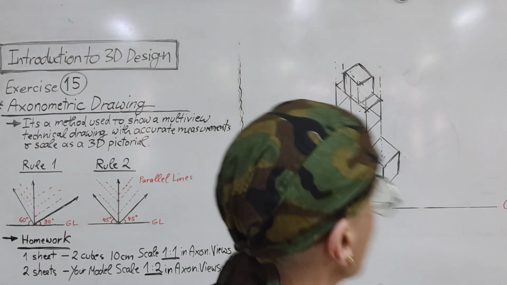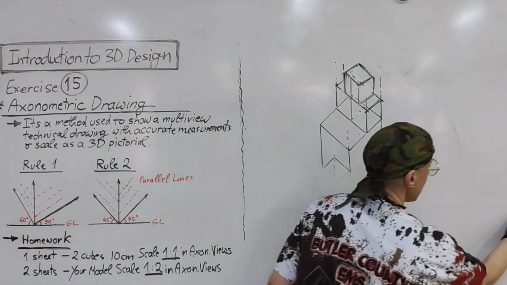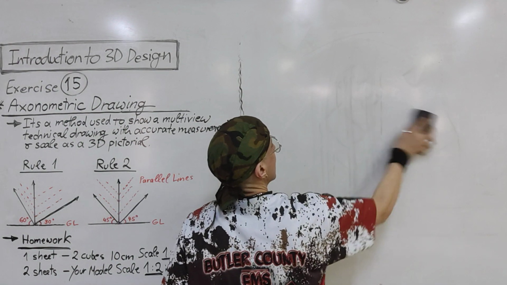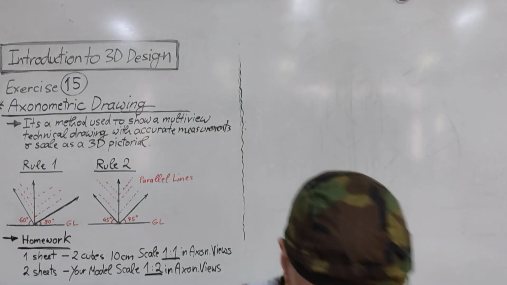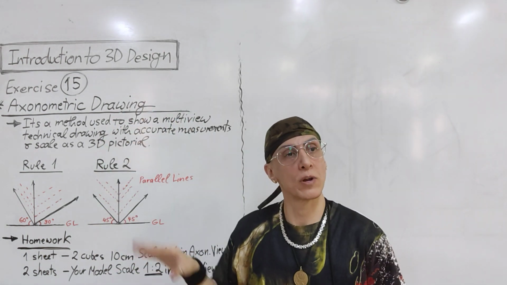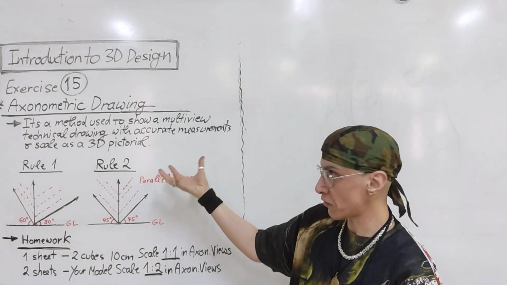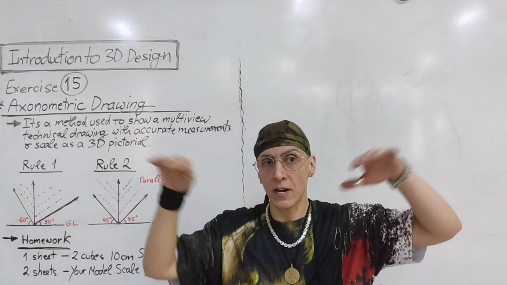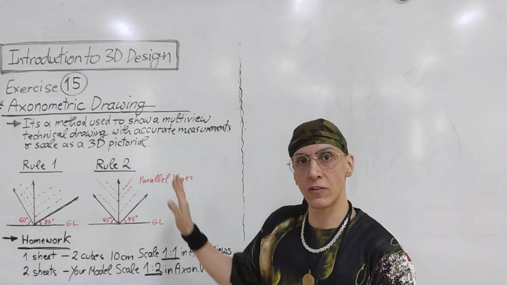Axonometric view. Any questions? So, today we finish with these types of views, to represent an orthographic multi-view drawing in a 3D pictorial, but accurately, with these parallel lines and with certain degrees. This is very important in this method.